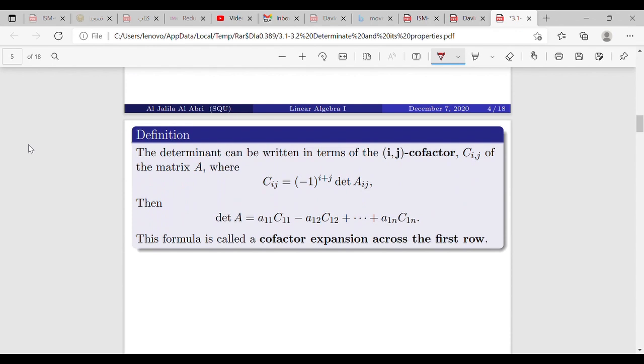We have the determinant using the cofactor: the determinant can be written in terms of the ij cofactor Cij of the matrix A, where Cij is minus 1 to the power i plus j times the determinant of ij. Here the i and j represent the row and column. So when I want the determinant of A using cofactors, I use this entry A11 multiplied by C11, which represents this.